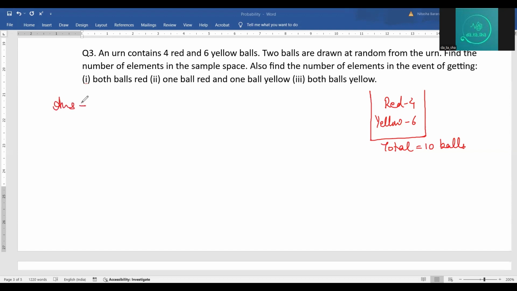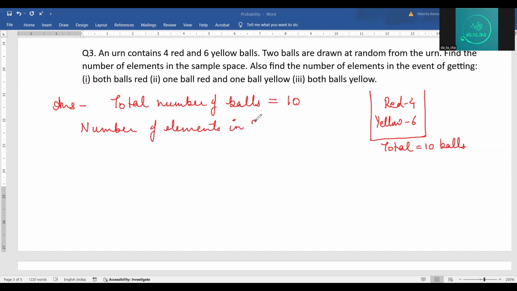So now when we start this, we know that the total number of balls are 10, that is 4 plus 6. Now the number of elements in the sample space, that is S, is nothing but the number of ways of selecting 2 balls out of 10. So here we'll be talking about combinations. How can we select that? That would be 10C2.